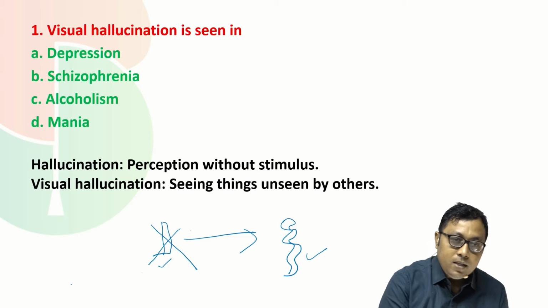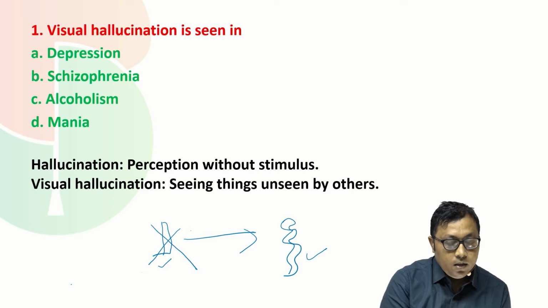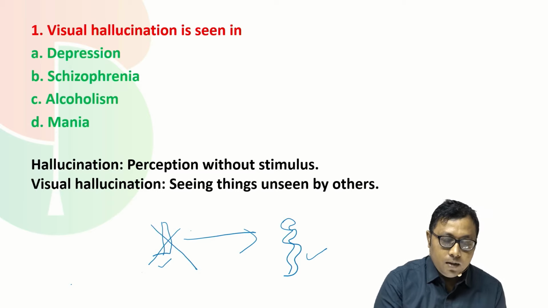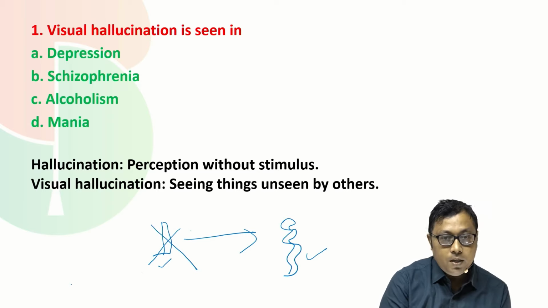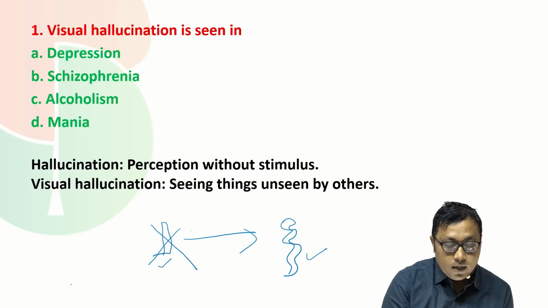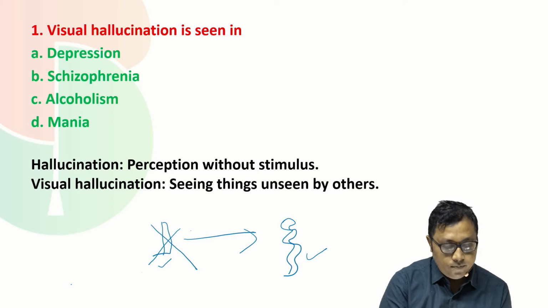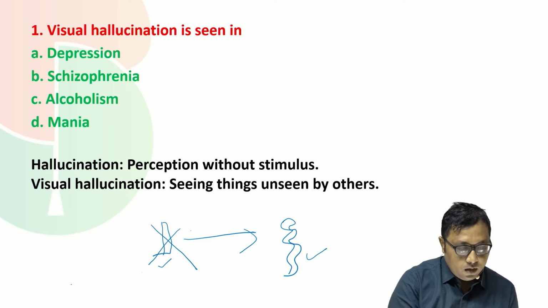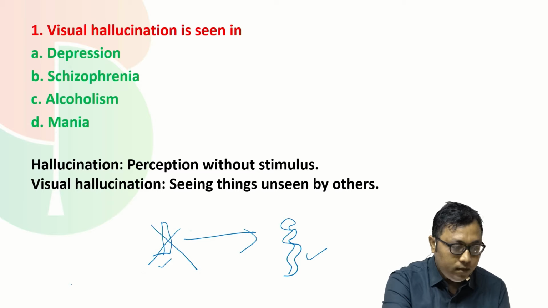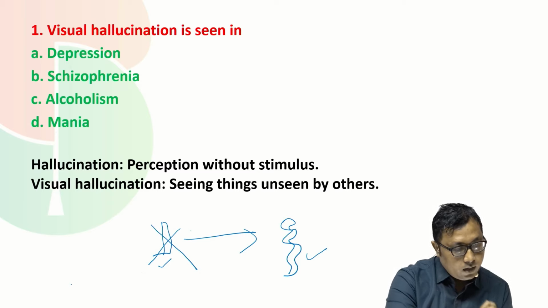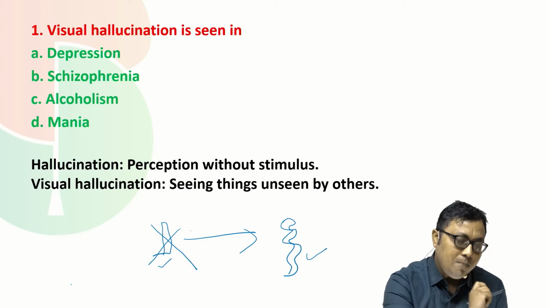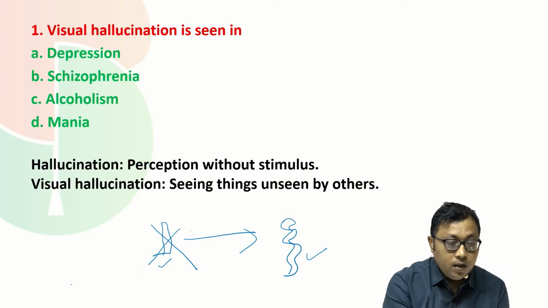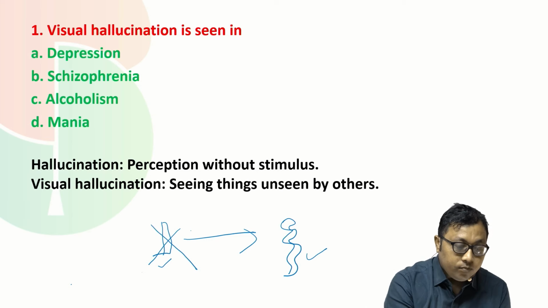But in the previous example we see that the stick is seen as a snake. That is misinterpretation of the stimuli, which in that condition we can call an illusion. So in this question, visual hallucination can be seen in alcoholism most commonly, and also in schizophrenia.